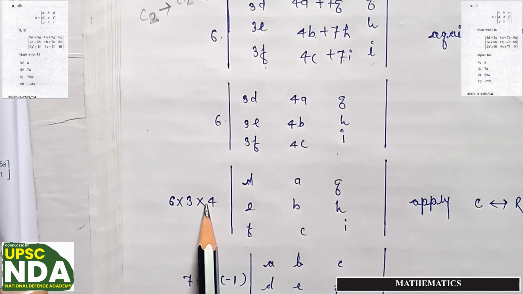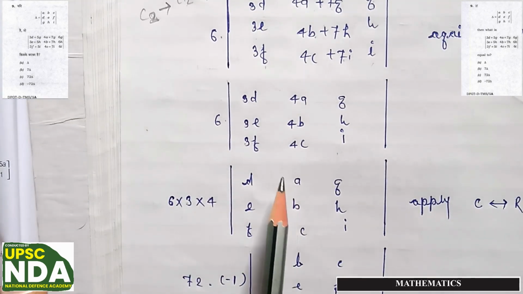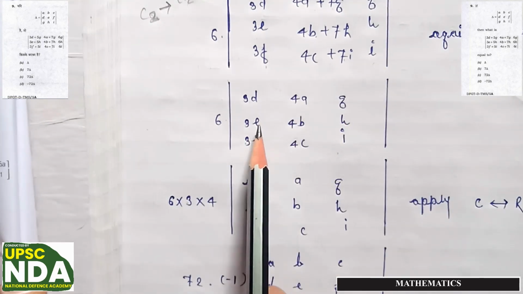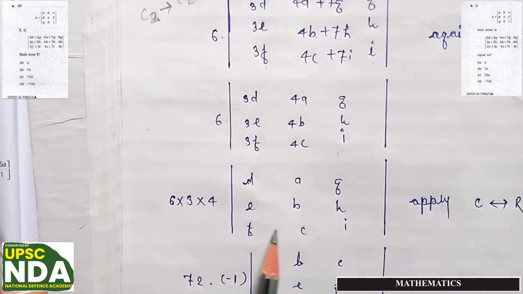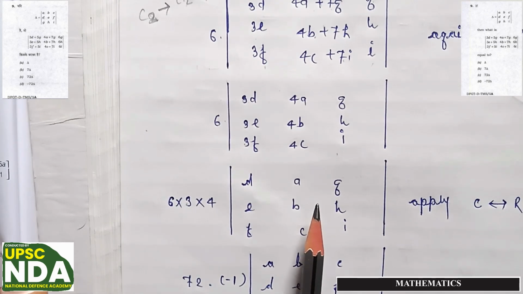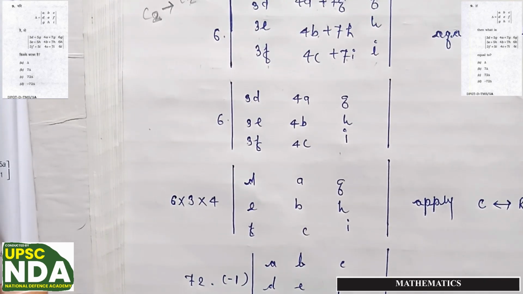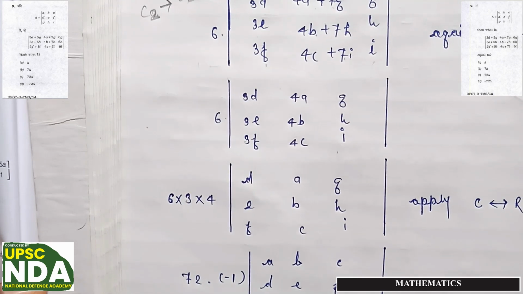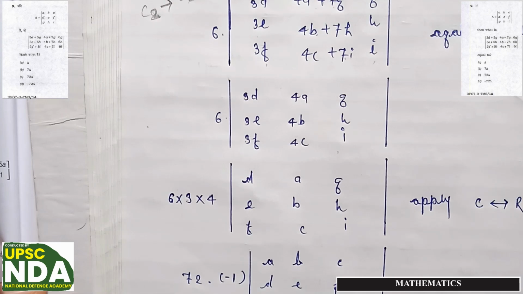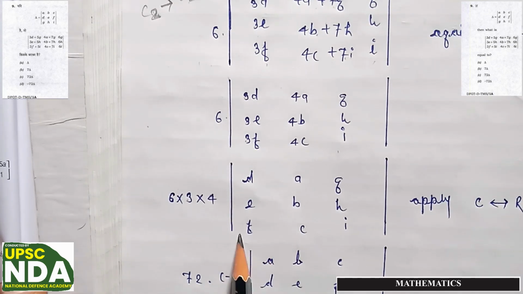The left term here is our determinant D, A, G, E, B, H, F, C, I. So as you can observe, what is the value given for delta? A, B, C, D, E, F, G, H, I. This is a 3 by 3 determinant. So it seems that our coming answer is much closer to and associated with our given delta.